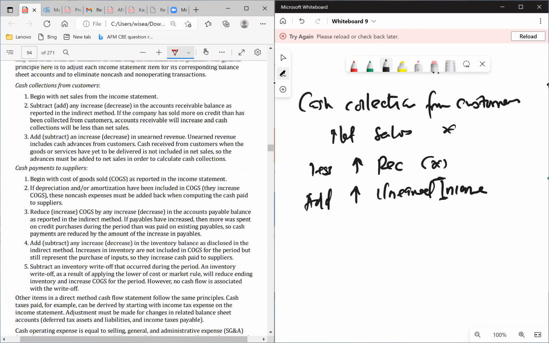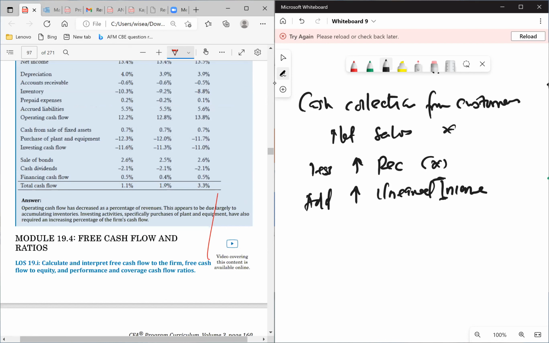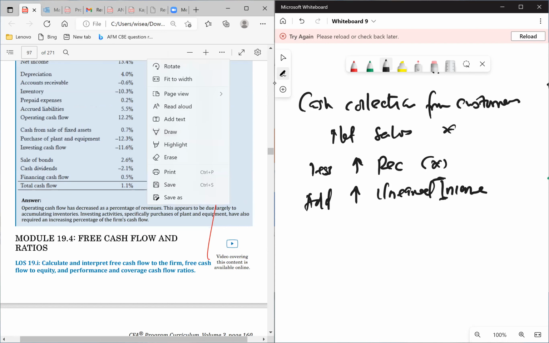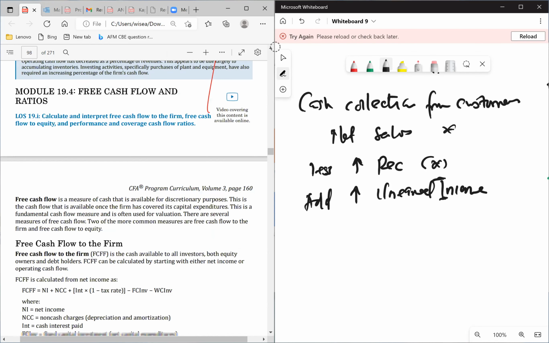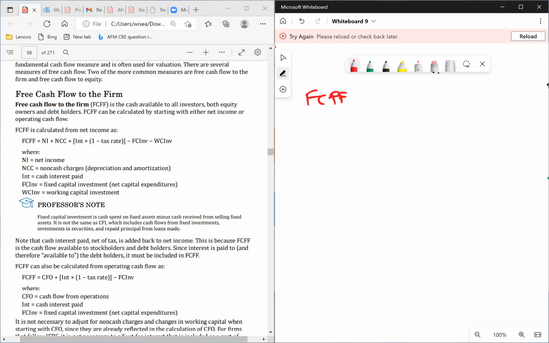Now, I want to look at the free cash flow before we go to inventory. We have two types of free cash flow, and I'm sure you may have come across it in equity. We have the free cash flow to firm, which is cash flow available for distribution to both equity and debt holders. And then we have free cash flow to equity, which is cash available for distribution to only equity holders.